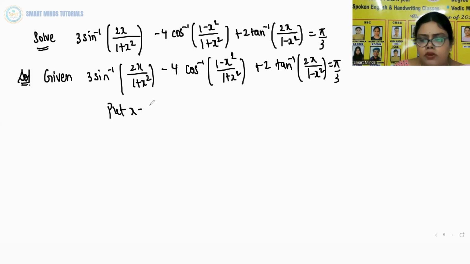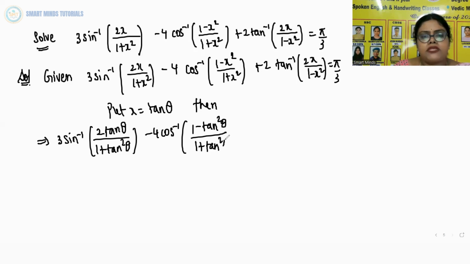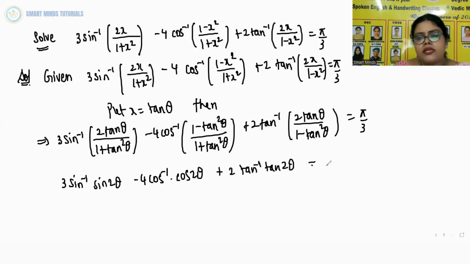Now let us put x = tan theta. Then the expression will become 3 sin^-1(2 tan theta/(1+tan^2 theta)) - 4 cos^-1((1-tan^2 theta)/(1+tan^2 theta)) + 2 tan^-1(2 tan theta/(1-tan^2 theta)) = pi/3. Now this is the formula for sin 2 theta, this is the formula for cos 2 theta, and this is the formula for tan 2 theta, equal to pi/3.